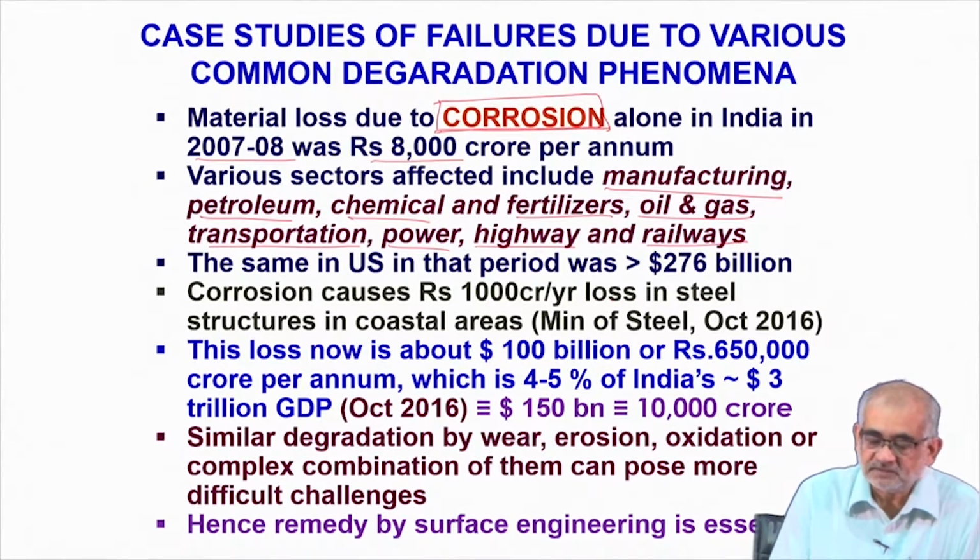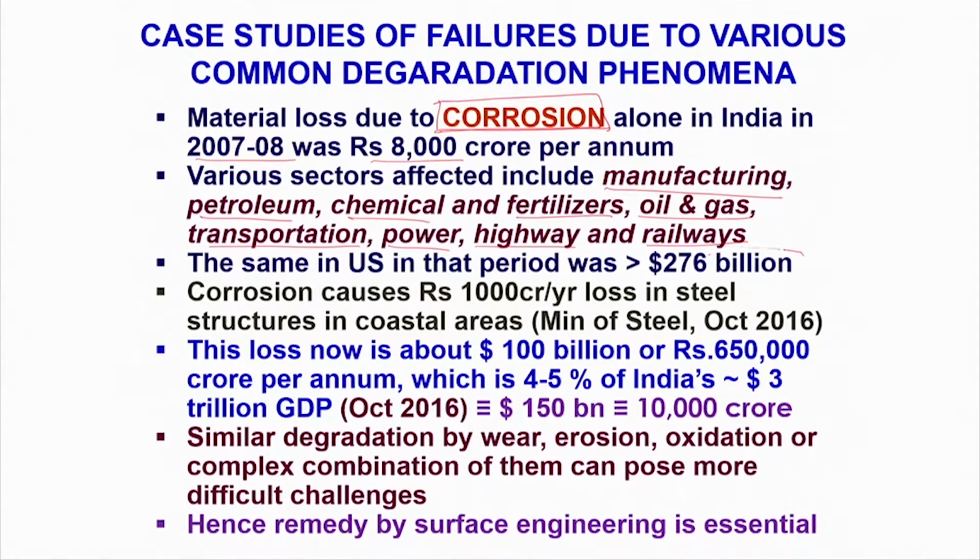So for example, in US there's an estimate that it can cause something like over $270 billion per year. So this huge corrosion loss, for example, if you think of only steel and steel structures which are existing in the coastal areas where you have a lot of moist air, and the air also contains quite a bit of salinity and hence the presence of halide ions, particularly chlorine. So there it can actually lead to a huge loss of about 1,000 crore per year.